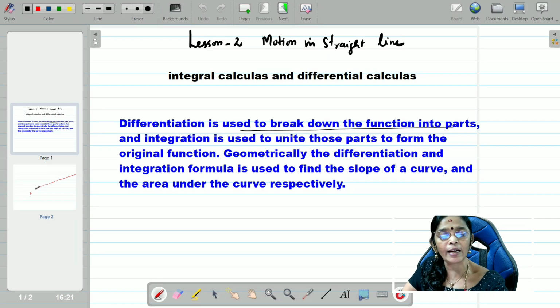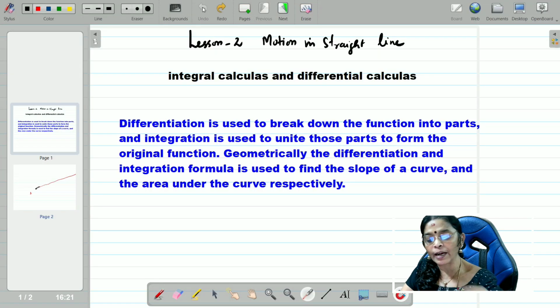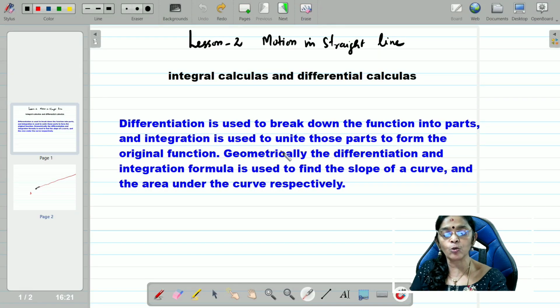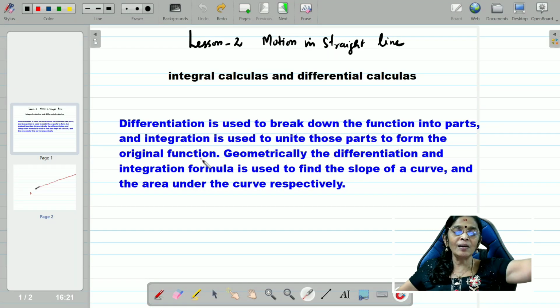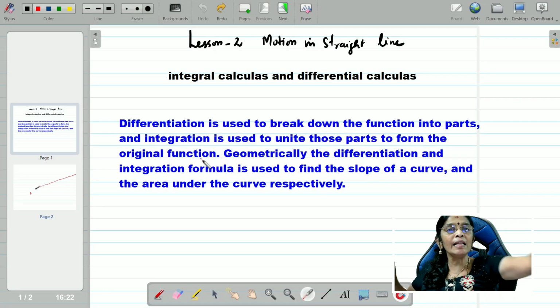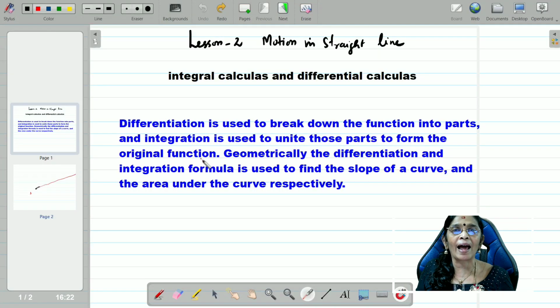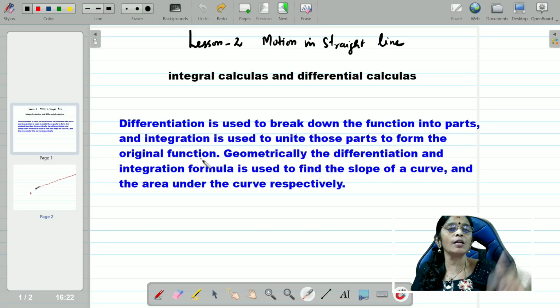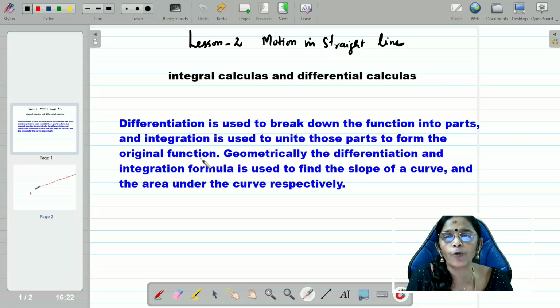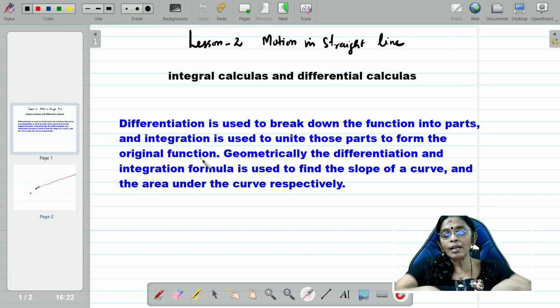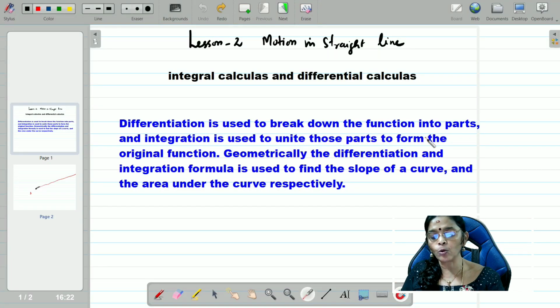Differentiation is used to break down the function into parts, and integration is used to unite those parts to form an original function. That's all. Differentiation: a very lengthy function, I know the value, and with the smallest function I want to find out, that's differentiation. Whereas integration is uniting of all the parts, so unite those parts to form the original function.